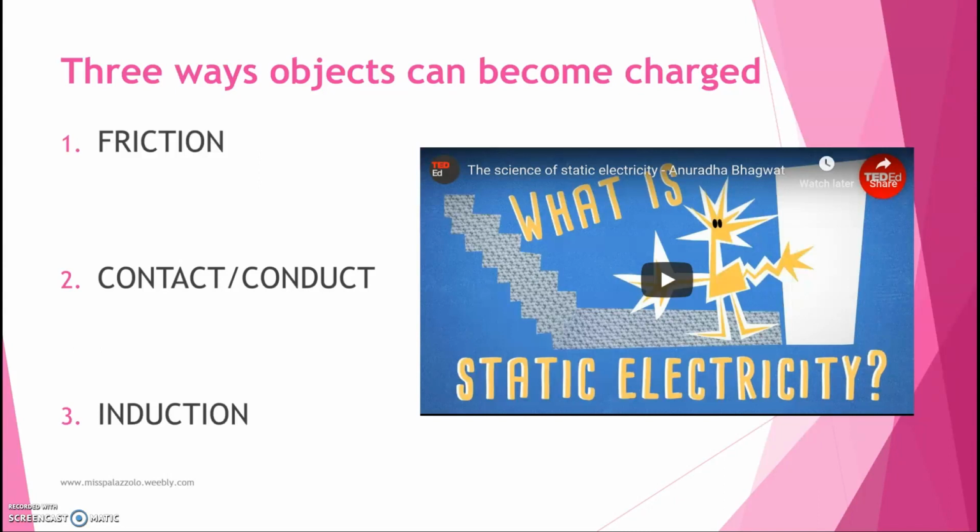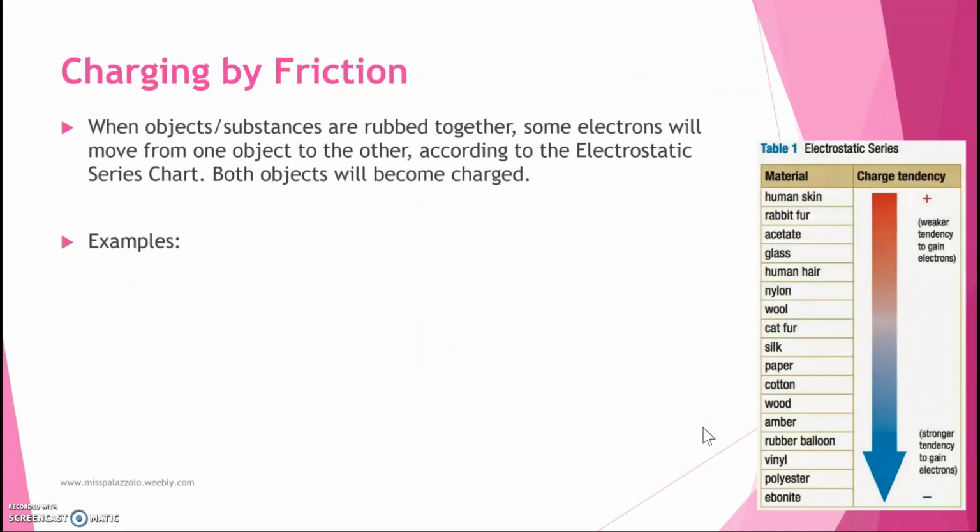Static electricity can become present when there is friction, which is our first way that an object can become charged or can take on electrons. So charging by friction occurs when objects or substances are rubbed together. And when objects or substances are rubbed together, this creates an energy for the electrons to get excited, and then they start moving. So some electrons will move from one object to the other, and this all depends on the electrostatic or triboelectric series. Both of the objects will become charged.